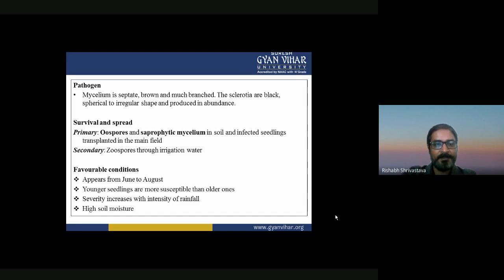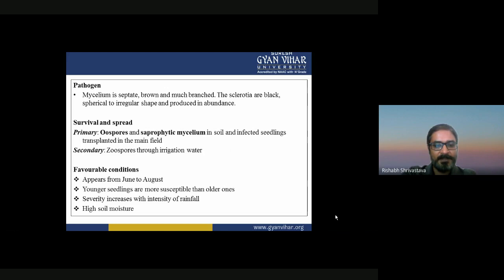Pathogen. Mycelium is septate, brown, and much branched. The sclerotia are black, spherical to irregular in shape and produced in abundance. Survival and spread. Primary: oospores and saprophytic mycelium in soil and infected seedlings transplanted in the main field. Secondary: zoospores through irrigation water.